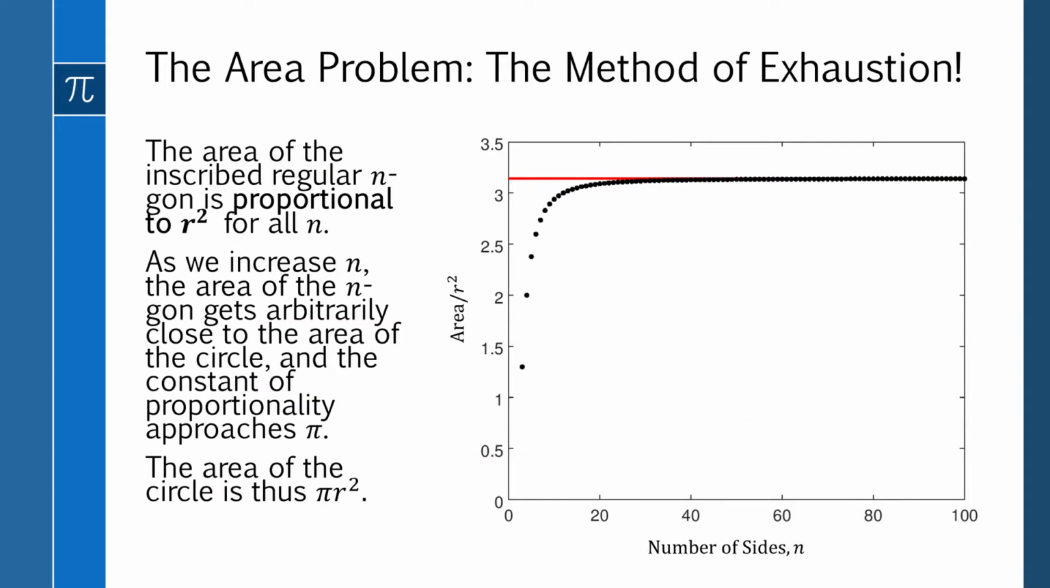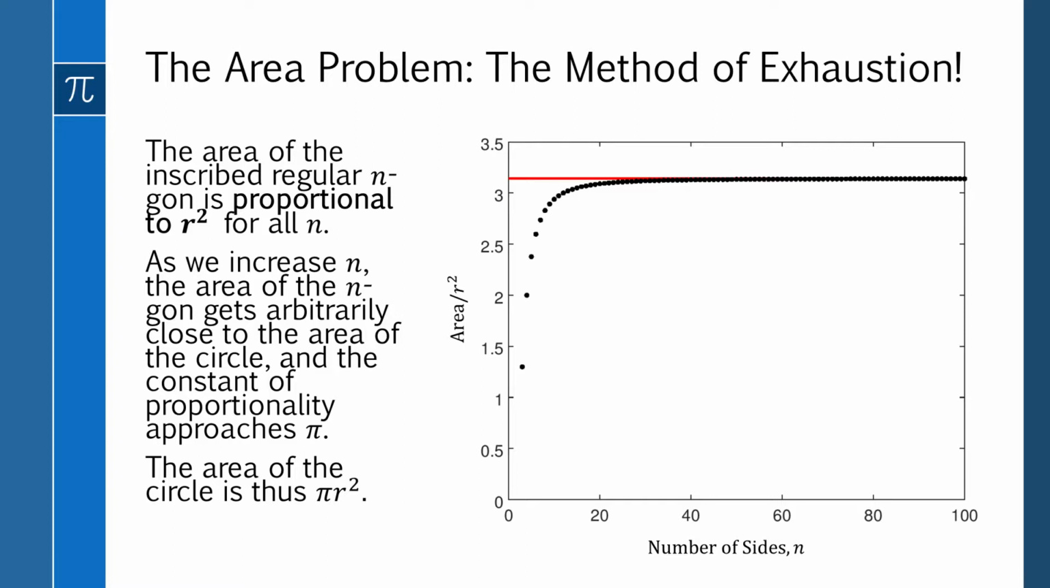Again, the area of the inscribed regular polygon with n sides in the circle of radius r is going to be proportional to r squared, no matter how many sides the polygon has. As we increase the number of sides, we get closer and closer to the area of the circle, and the constant of proportionality approaches pi. So that tells us that the area of a circle is going to be pi r squared. Does that make sense? Okay. Please say if you have questions, okay?